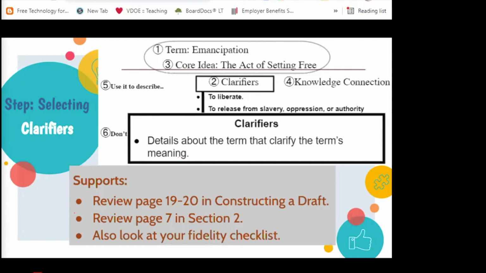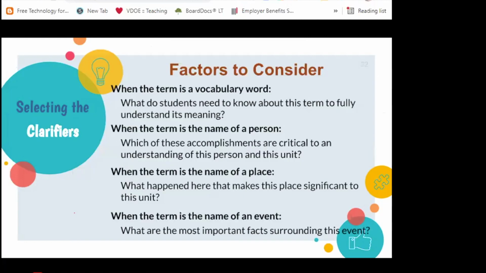So this is if you could break down the definition. These are the clues that you want to make sure the students have. When you're selecting clarifiers for a term, ask what the students need to know about this term fully to understand its meaning. If it's a person, which of the accomplishments you would list are critical to understanding this person in the unit. And sometimes what's critical about this unit could change.